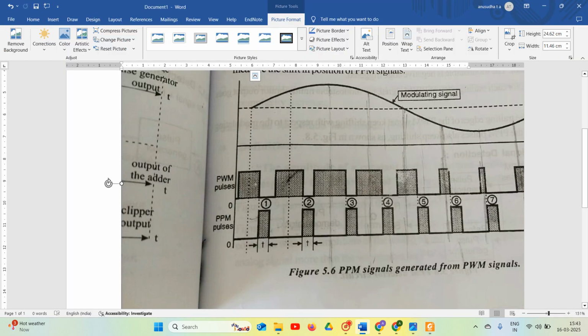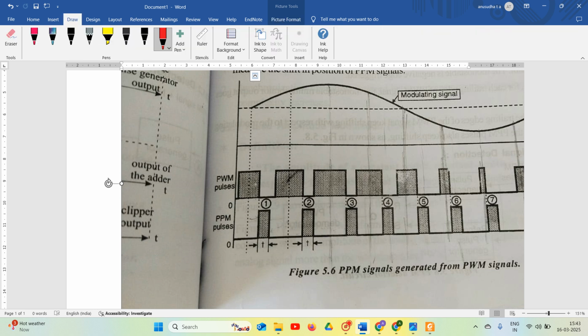Okay, so this is my modulating signal, which means it is my original signal. This is my PWM output, so this one we are getting at the output of the comparator, right? We have discussed this in detail in our last video. So here, based on the amplitude of the modulating signal, my PWM pulses are shifted, which means we will get the pulse position modulated signal. How, we will discuss.